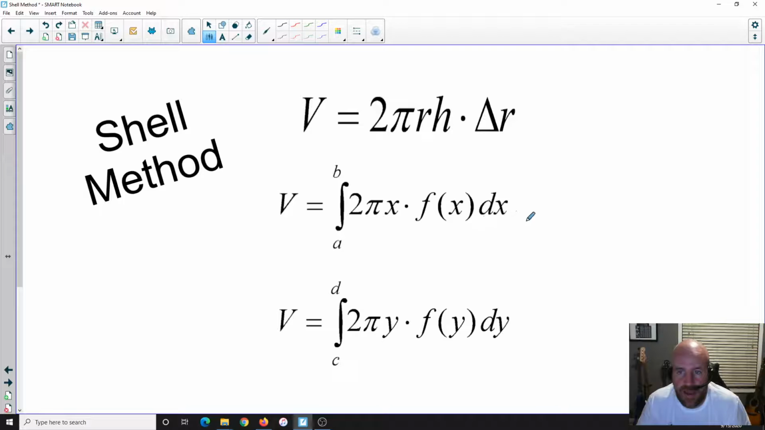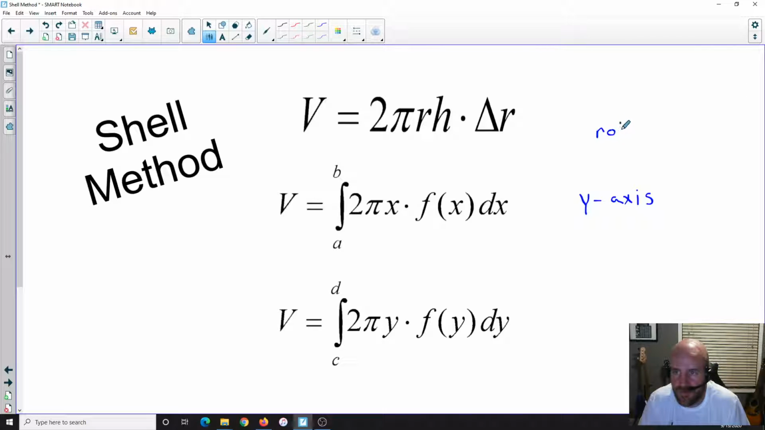So I am using this when I am rotating around the y-axis. So it's different than the washer method. With the washer method, when we rotate around the y, we had to be in terms of y. But if we're rotating around the y-axis with the shell method, we need to be in terms of x. So it's the opposite of the washer method.